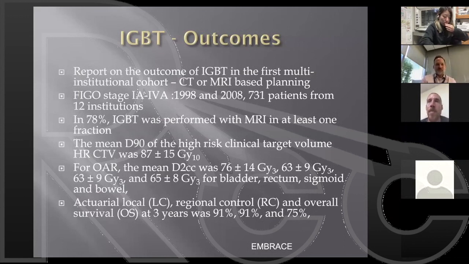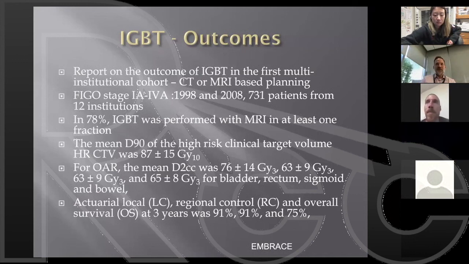But as long as you get a D90 to your high-risk CTV and achieve an EQD2 of 87, your actuarial local, regional control, and overall survival is 91, 91, and 75%. So really excellent results with these doses while also limiting your OARs to these reasonable doses as well. So the GEC-ESTRO guidelines changed quite recently based on a paper that was published about 18 to 24 months ago where they upped their suggested high-risk CTV dose and actually reduced their bladder and sigmoid doses significantly and incorporated an ICRU rectal point. That was based on their long-term local control and toxicity data.